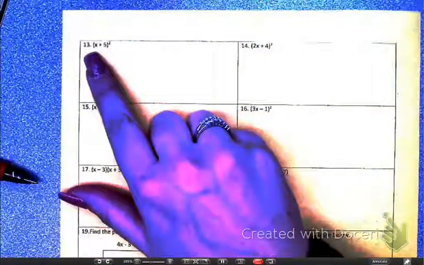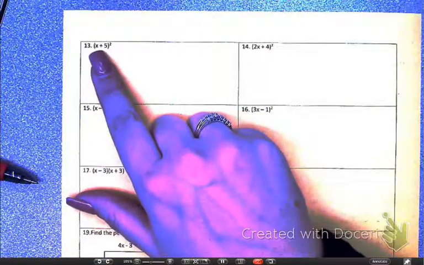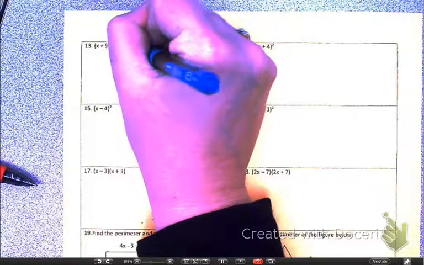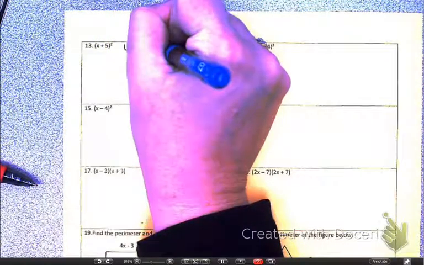Because what are we not allowed to do? Oh, some of you did. I can see it on your faces. What are you not allowed to do? Distribute an exponent when what? When there's a plus or a minus. You're not allowed to distribute an exponent when there's a plus or minus. So you need to rewrite this problem so that it's x plus 5 times x plus 5.